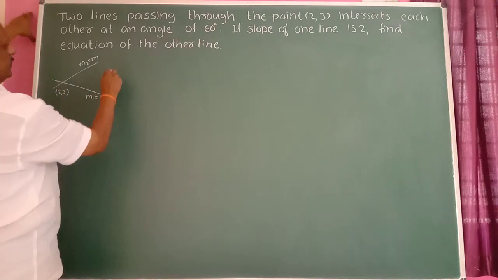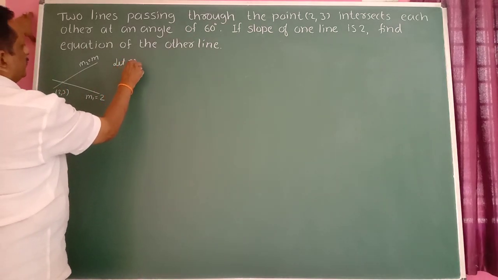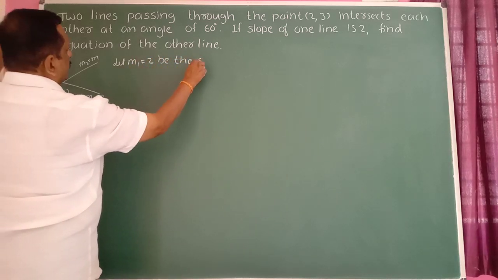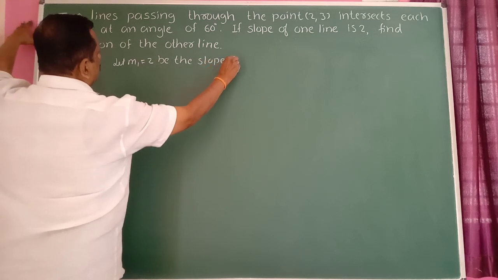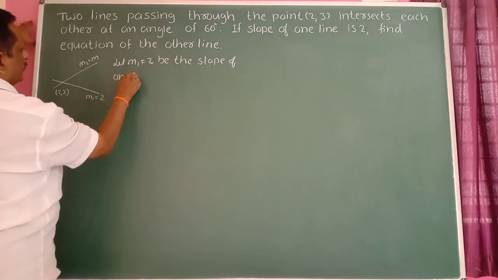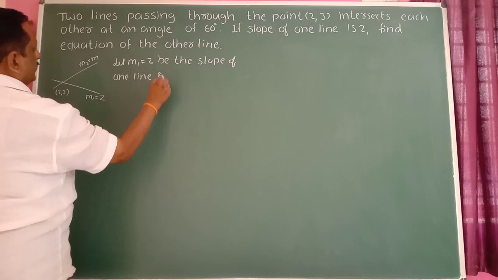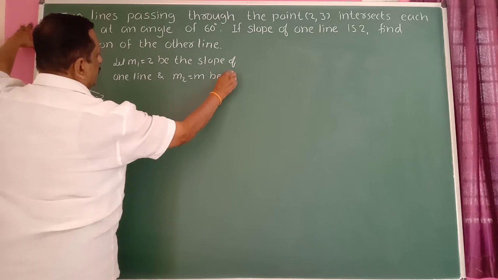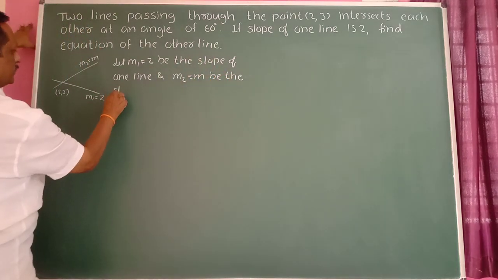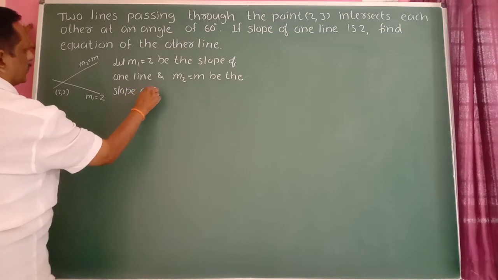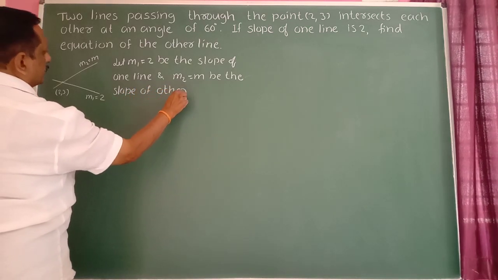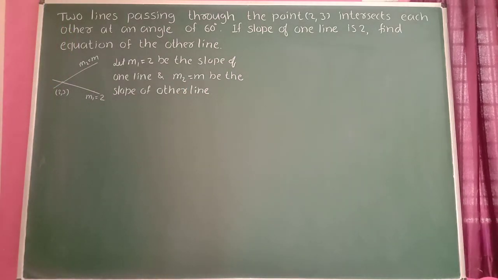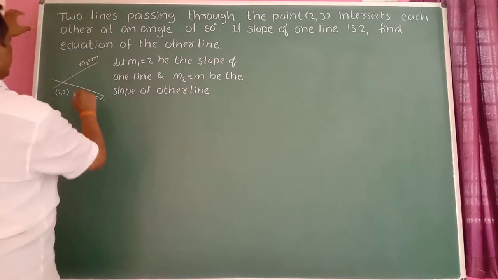Therefore, let m1 is equal to 2 be the slope of one line and m2 is equal to m be the slope of the other line. Therefore, the angle between the two lines is already given as 60 degrees.